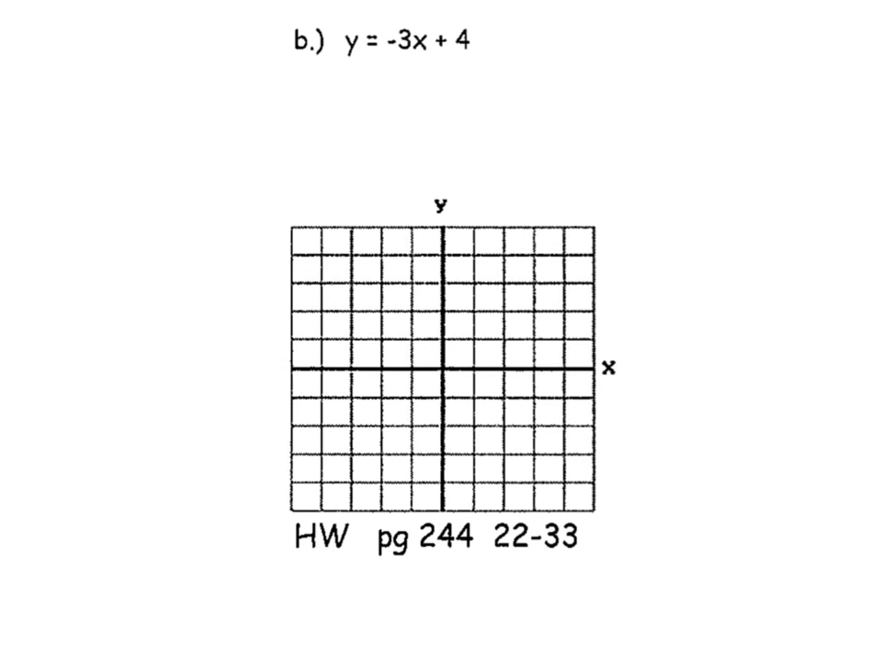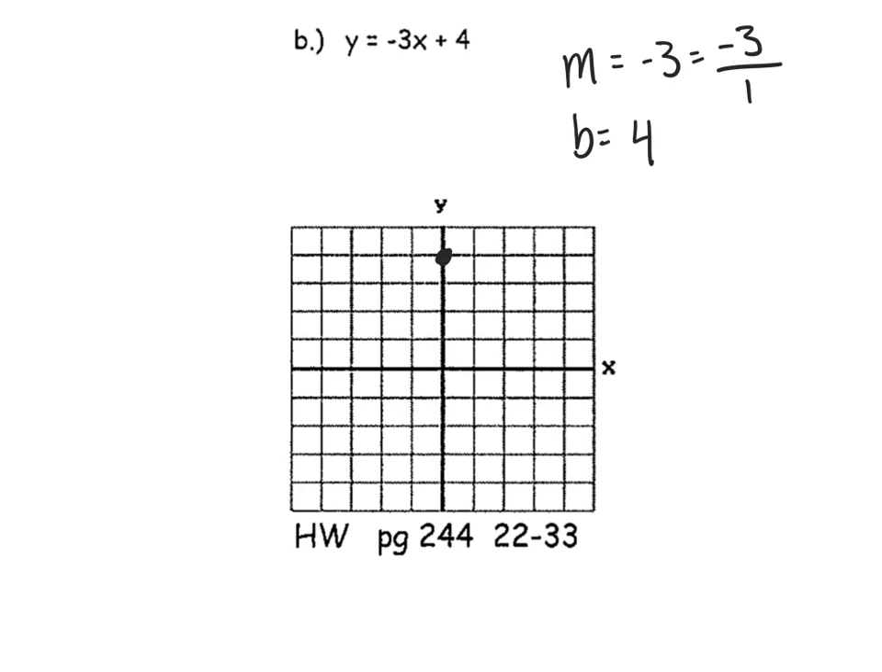All right, now B, what is my slope? Negative 3. Negative 3 or 3 over 1? Negative 3 over 1. Okay, and my y-intercept? 4. It's a positive 4. Okay, so which point am I going to plot first? 4. So 4 spaces up, 1, 2, 3, 4.